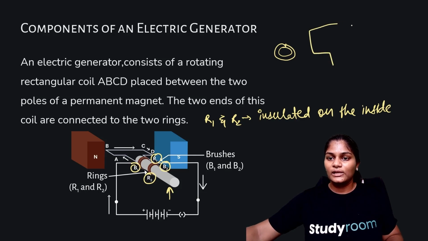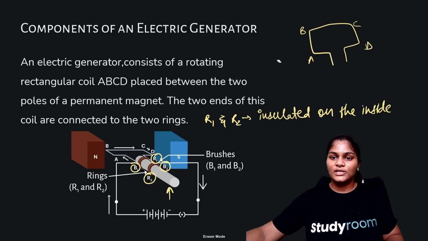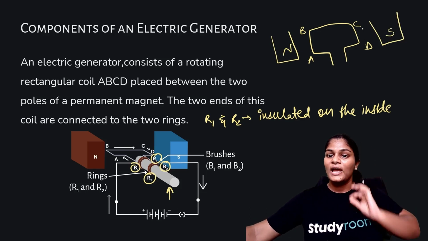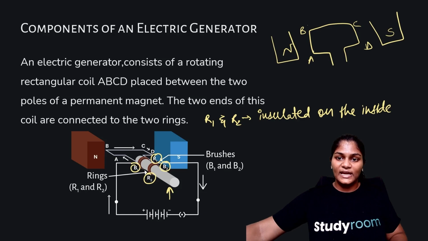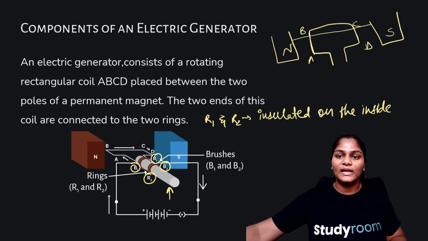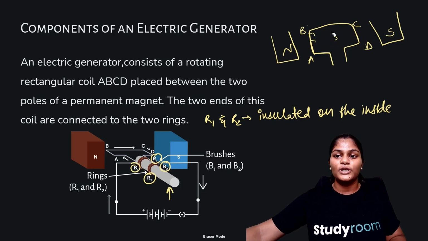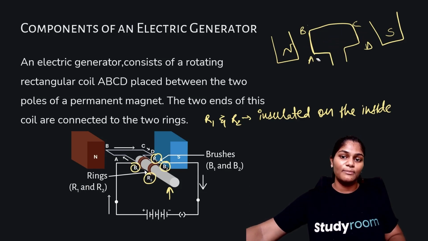Then these ends of the coil ABCD. This is the coil, A, B, C and D. This is the magnet between which the coil is placed, North Pole and South Pole. Again, these AB and CD arms are perpendicular to the magnetic field lines. How? The magnetic field lines go like this from north to south, so they are at 90 degrees. We have already seen this, so I'm not explaining it all over again. I just reminded you about it.